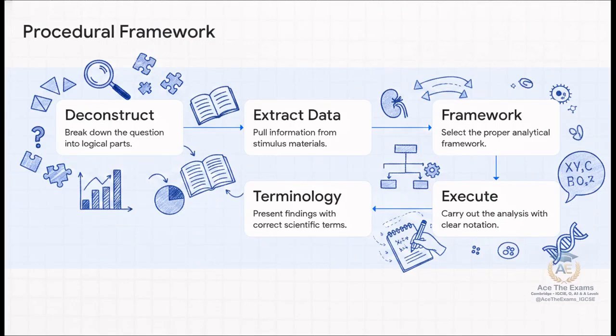If you want to transform from a student who simply memorizes biological facts into an absolute elite problem solver, this is the exact procedural framework you must use every single time you tackle complex stimulus materials. Step 1, deconstruct the question. Step 2, extract the critical data from the provided tables or graphs. Step 3, select your analytical framework. Step 4, execute clear notation. And step 5, present your answer using correct terminology. If you follow these 5 steps, your evidence is perfectly laid out for the examiner.